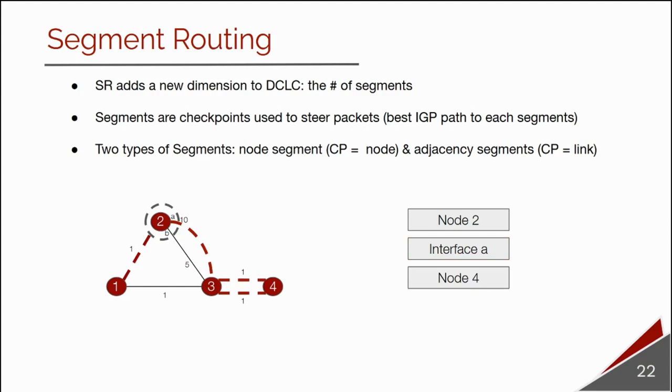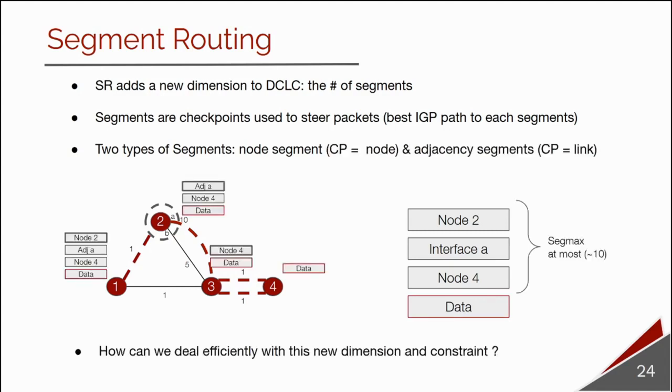And once I've done this list of segments, I'm pretty much done. I just need to put this on top of my packet, and then I can send my packet on its merry way. It will follow the path I specified until it reaches its destination. So the problem was, if you recall, that the number of segments I can stack is limited to about 10, maybe less, maybe more, but around 10. So how can we deal efficiently with this new constraint?